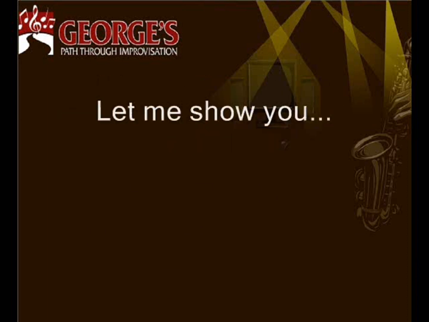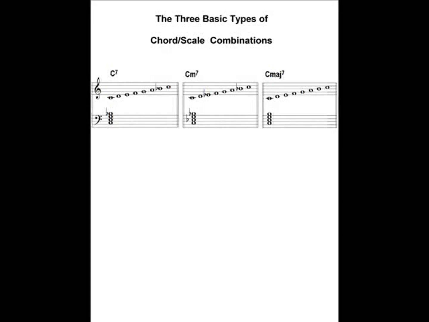Let me show you. To begin with, jazz standard progressions primarily contain 3 types of chord-scale combinations: 7th chords and scales, minor 7th chords and scales, and major 7th chords and scales.